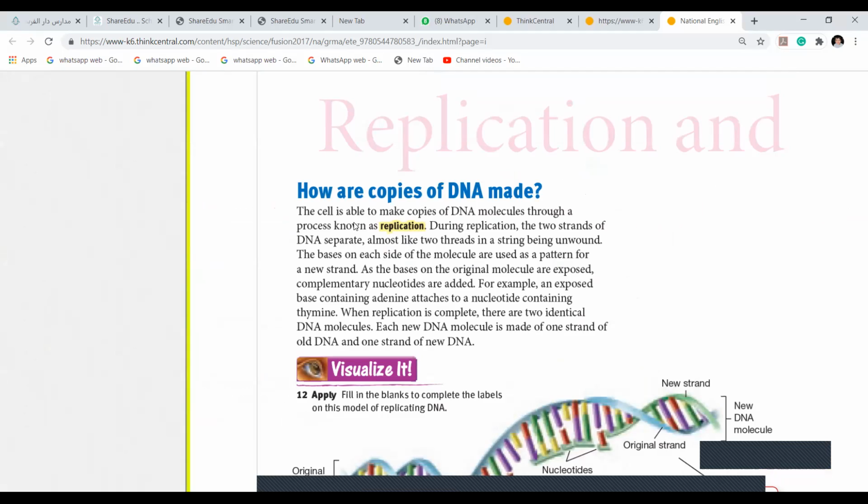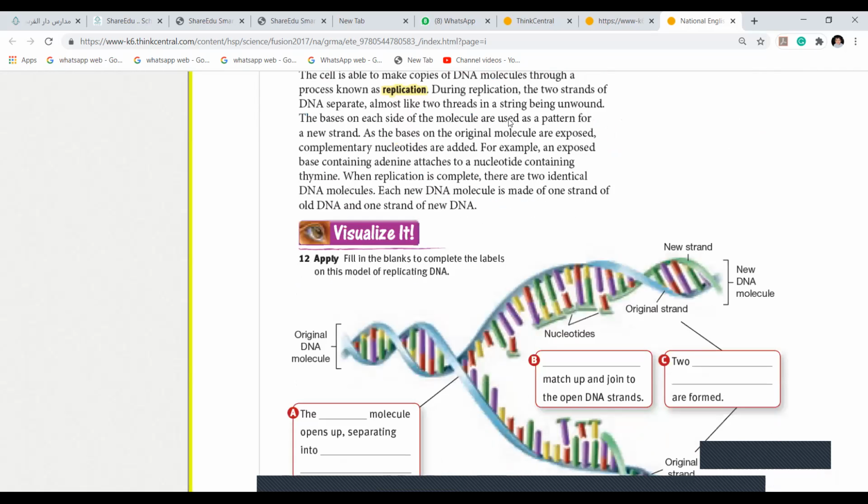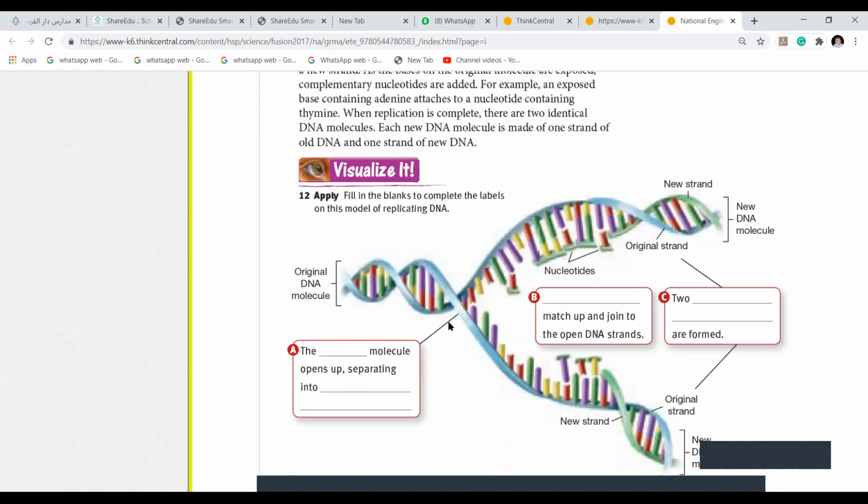Anytime the cell divides, from day one when I was teaching you the cell, I told you that before it splits into two nuclei, or before the cell divides, the DNA copies. That copying of DNA is called replication. During replication, the two strands separate almost like threads. That's the first thing: the DNA molecule opens up, separating into two strands.